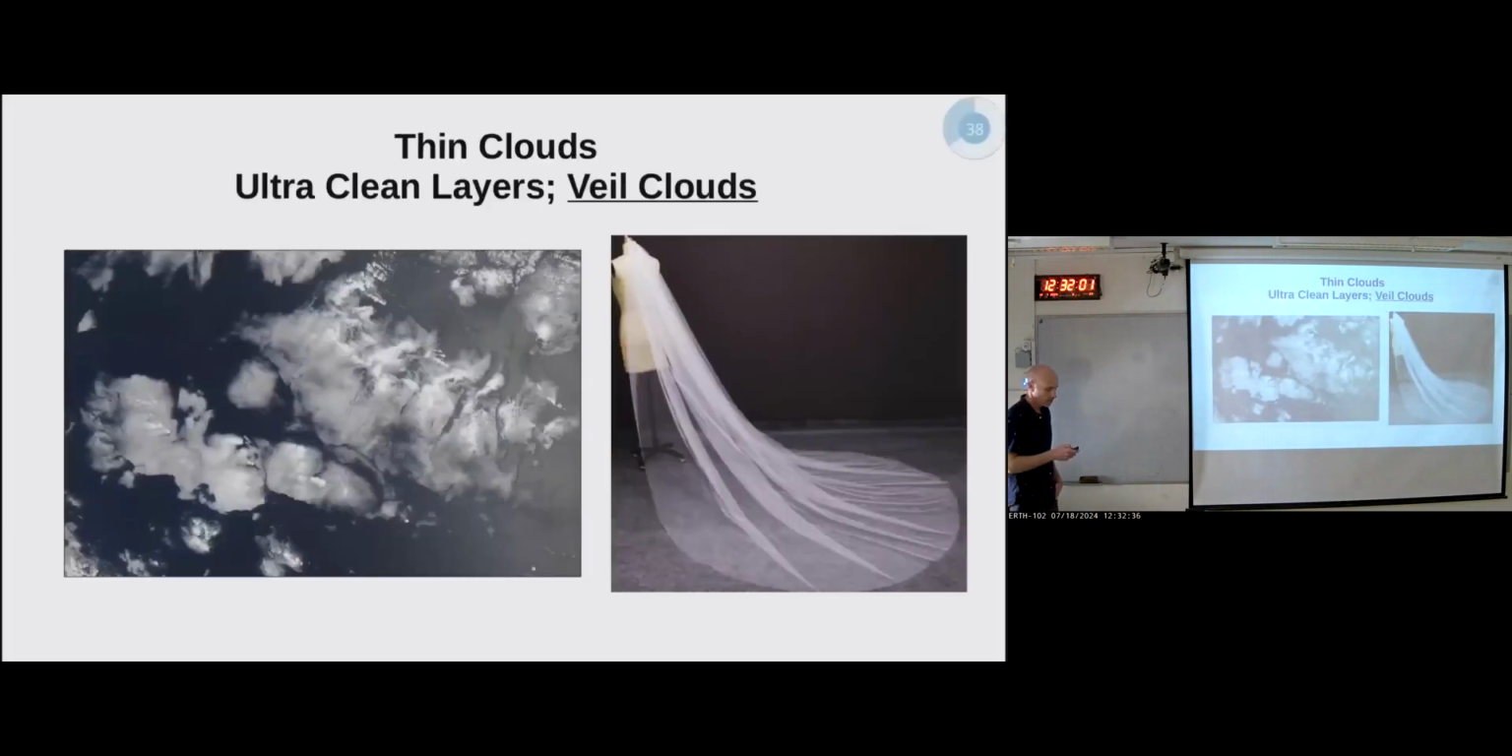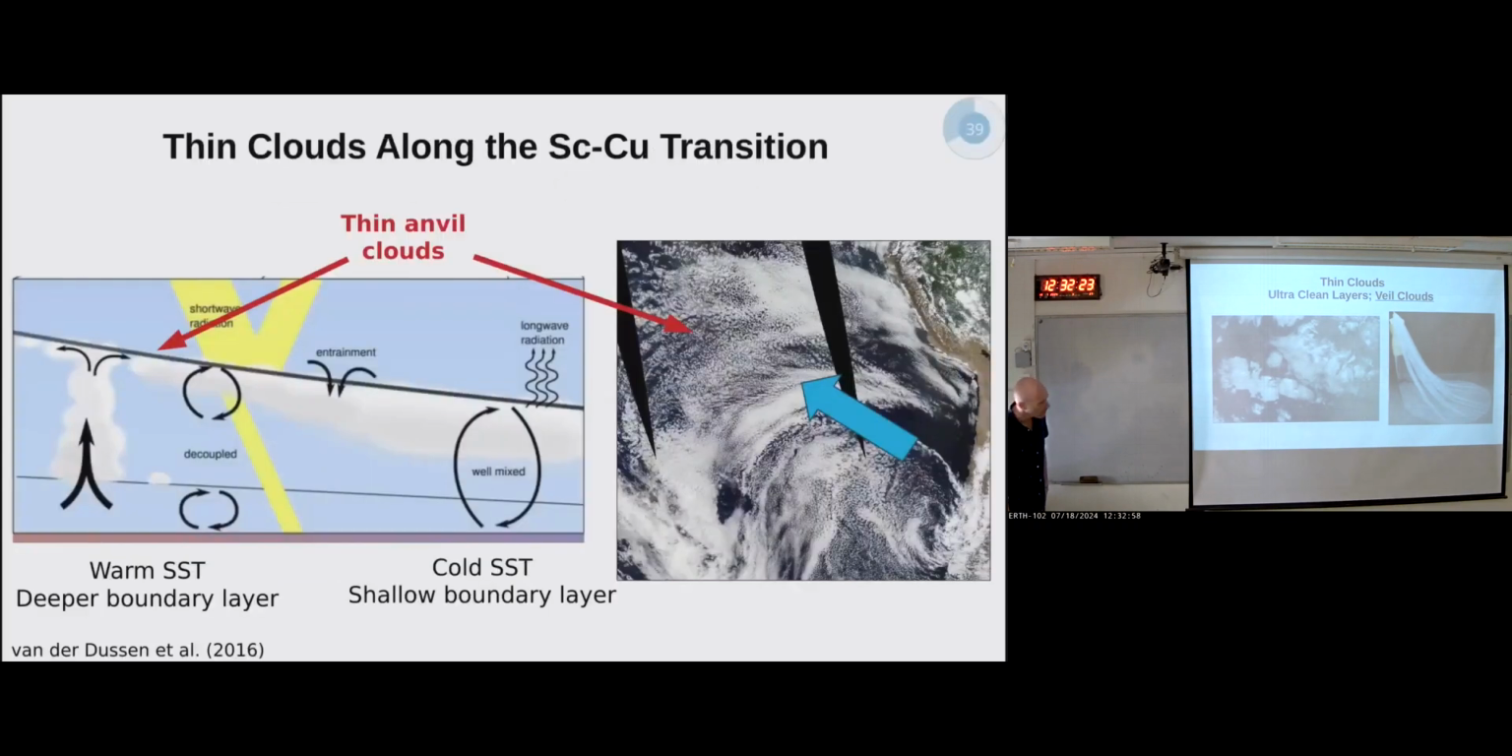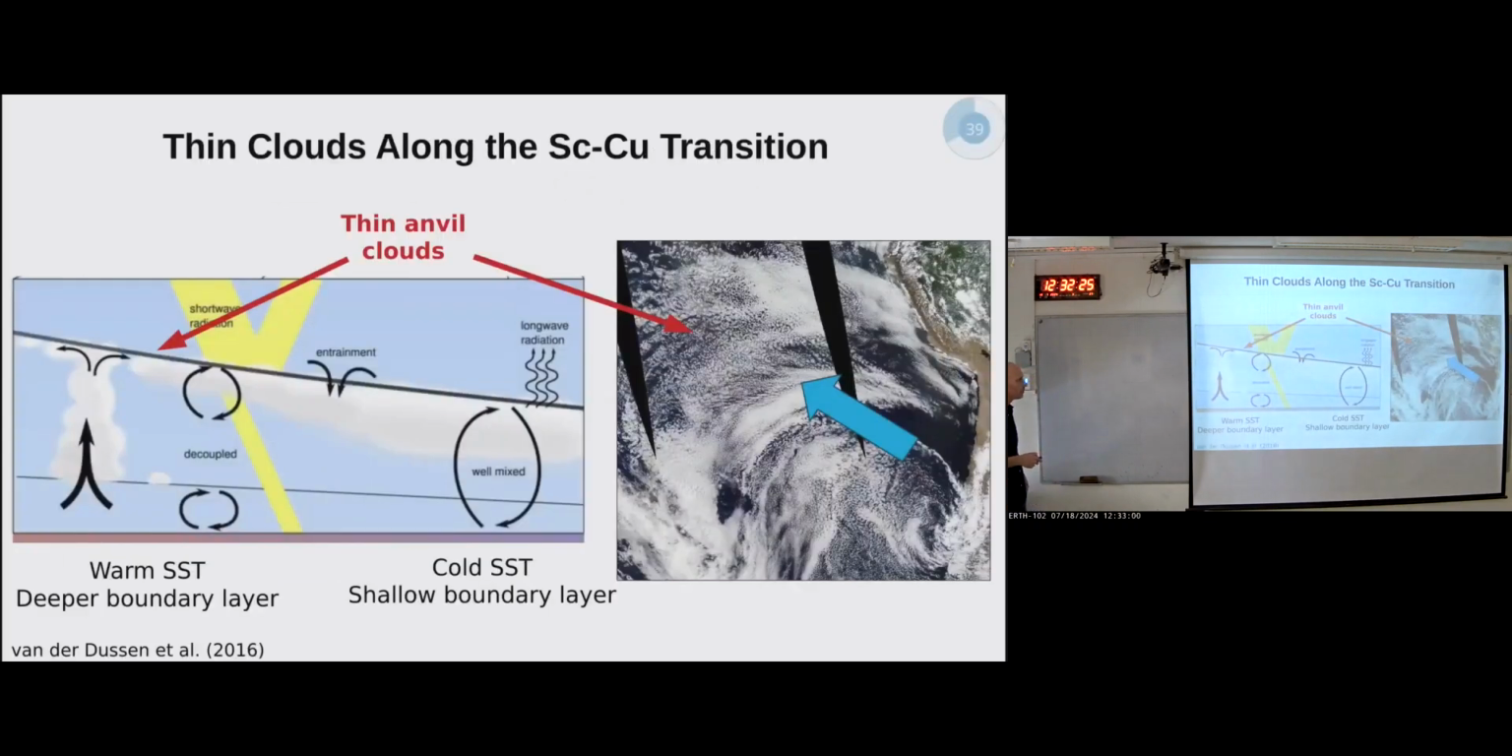So now let's move to the second topic. I will focus on thin clouds, only the thin clouds. They are called veil clouds because they are super thin and they look like a veil. You can see the ocean through them. For example, here you see the dark ocean below. And they are these diverging angles from the cloudy cores. And they are very common in the stratocumulus to cumulus transition.